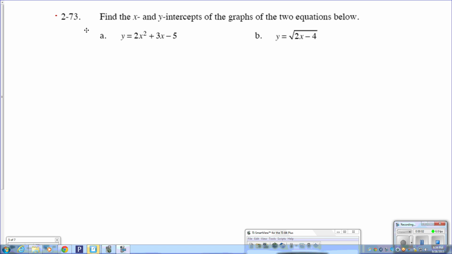All right, here we go. Moving along quickly. Problem 2-73. Find the x and y-intercepts of the graphs of the two equations below.